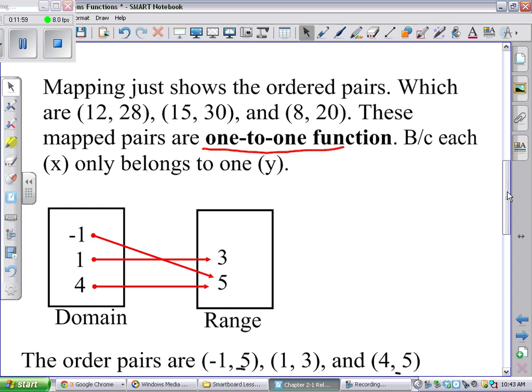This is just another example of mapping. So in this case, our ordered pairs: -1 is mapped to 5, 1 is mapped to 3, and 4 is mapped to 5. All right.